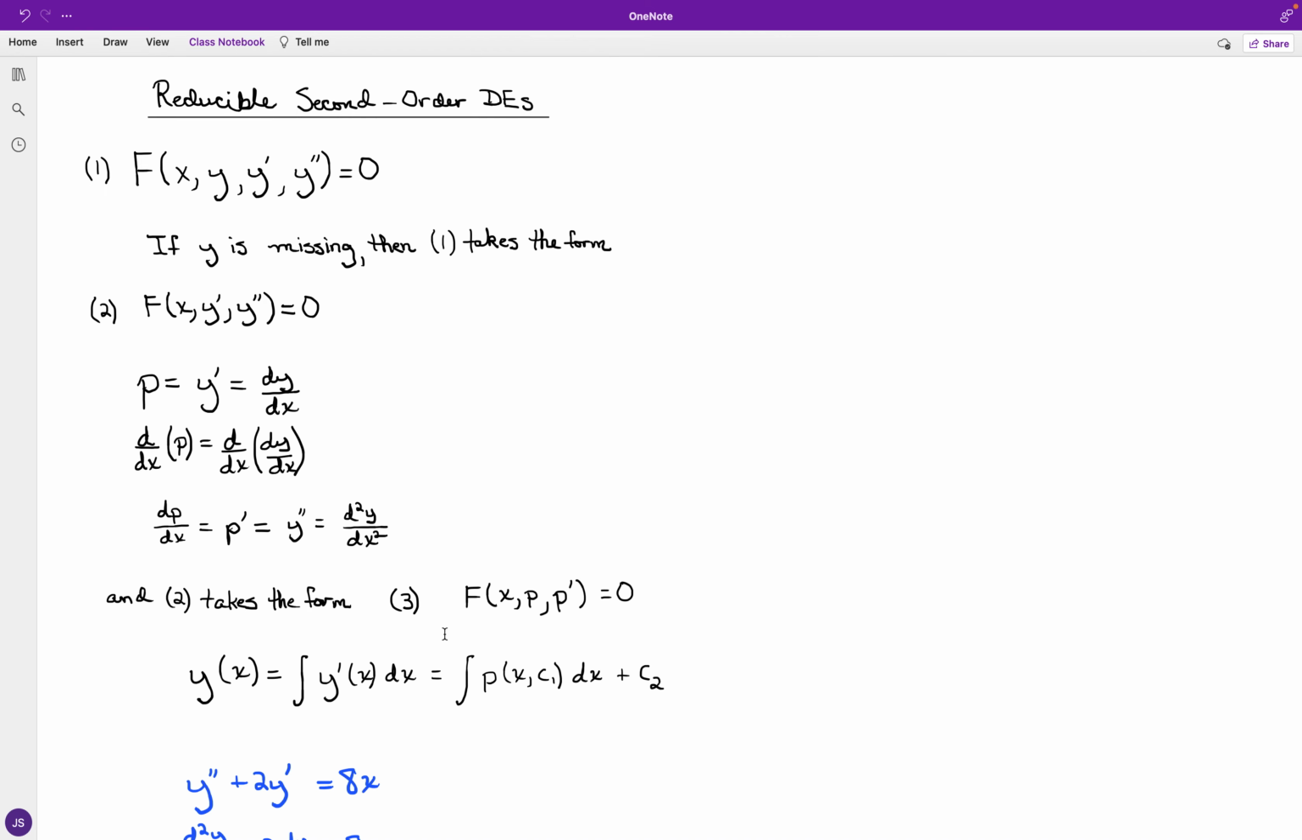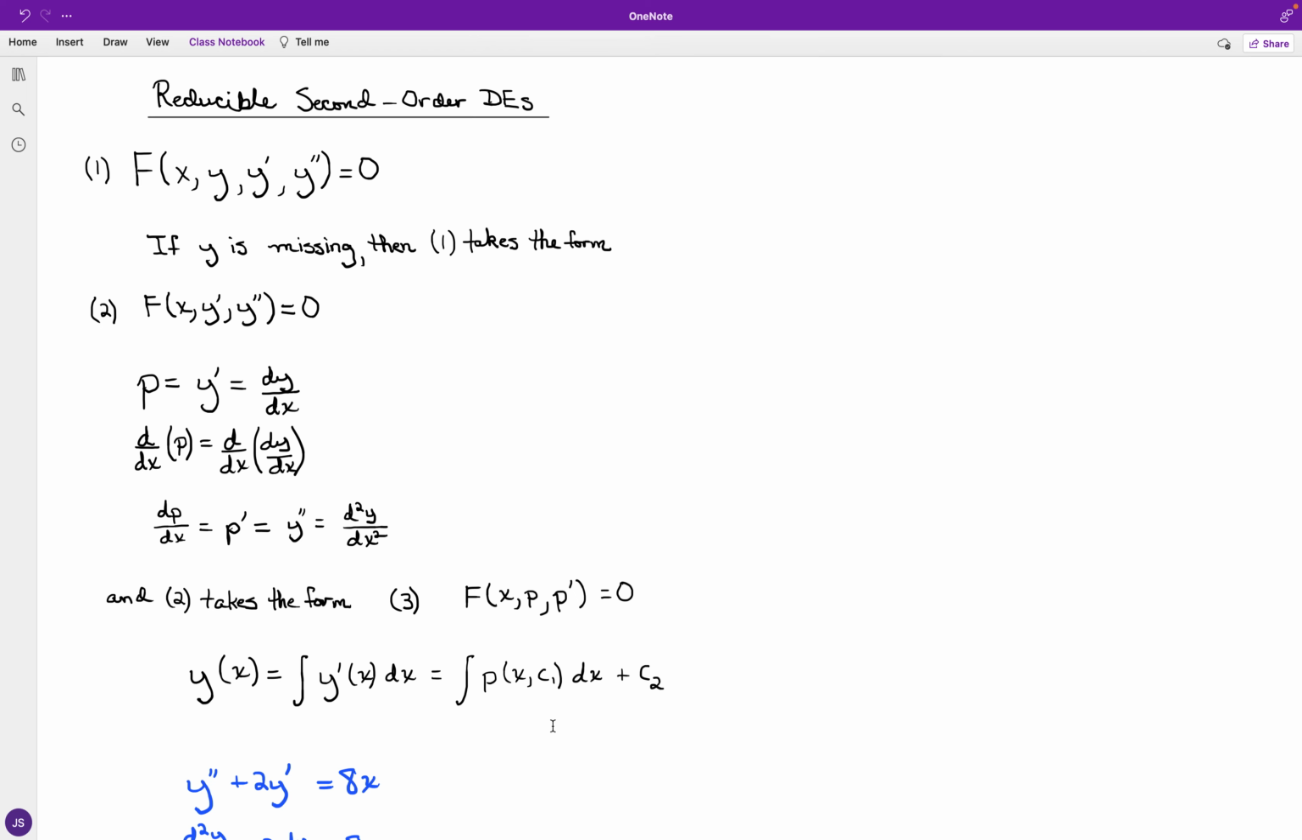And just for the general layout, we have y of x equal to the integral of y prime of x dx, and in terms of the substitution variable p, we're going to have the integral of p of x, with the first constant, dx, followed by the addition of a second constant.